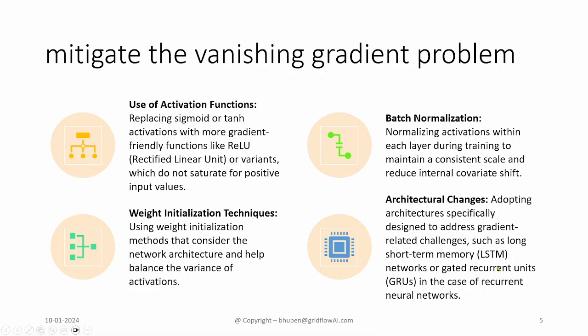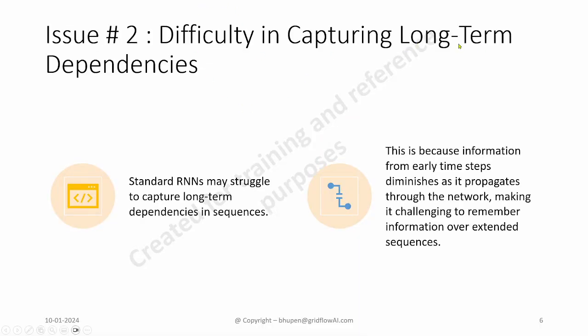Architectural changes, this is what we are going to be talking about: the LSTM and GRUs, and they have specific arrangements in their architecture which handle the vanishing gradient problem. Now, long-term dependencies is a very common problem, especially with text data, where the sequence is very, very long, and standard RNNs typically do not have the ability to capture the long-term dependencies. So LSTM and GRUs can address that particular need.